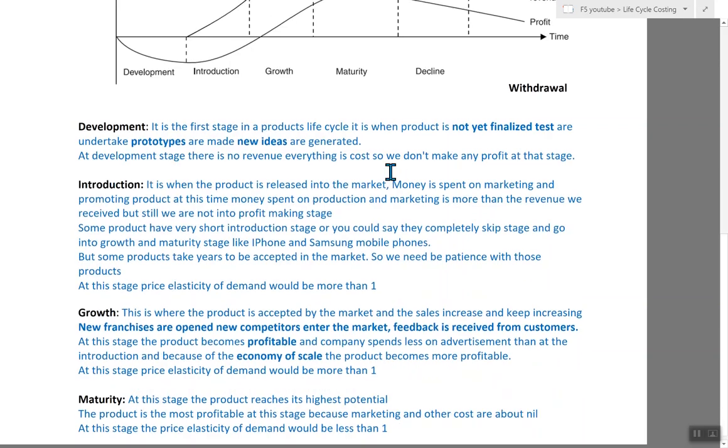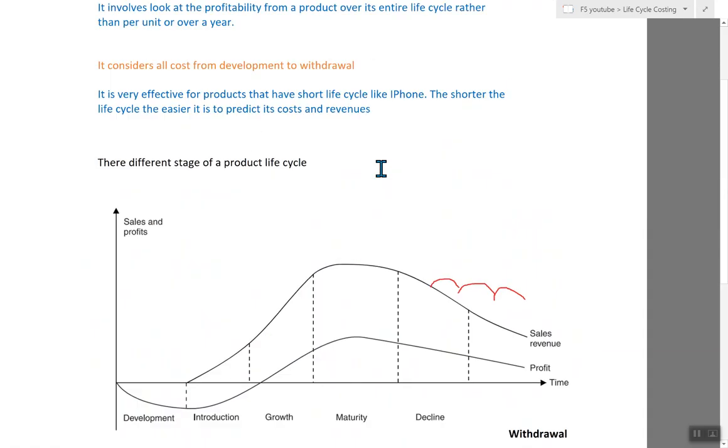And then you have decline stage. The customers slowly stop buying the product. So there is a decline in the trend. We say there's a decline in the trend in the market for this particular product.